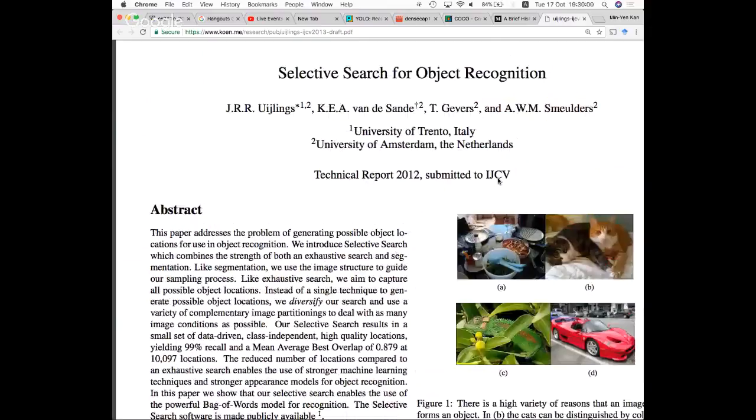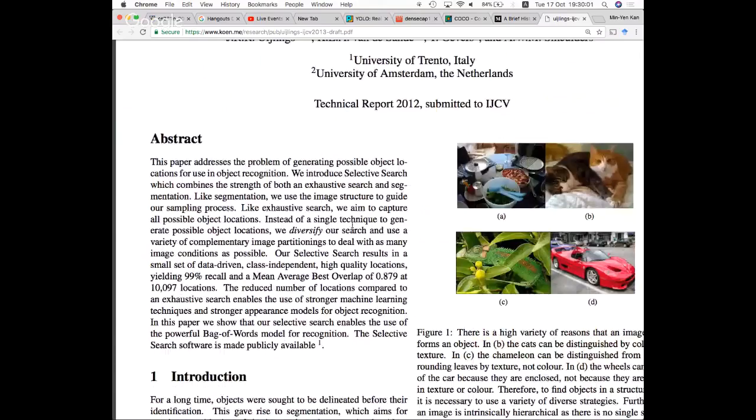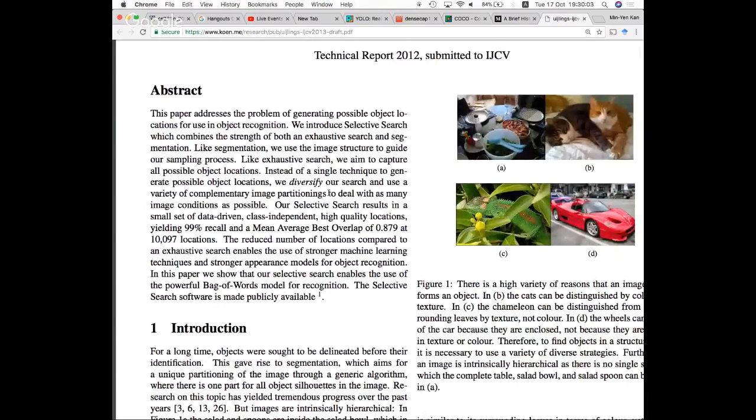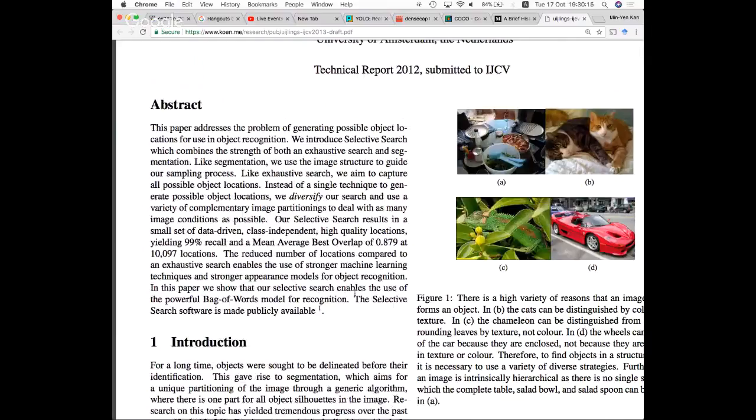So when I read a paper, I just generally read the abstract. So it's looking at selective search, diversification. I usually don't care about numbers so much. They have a data set and software that's available. And then I won't really look at much here.